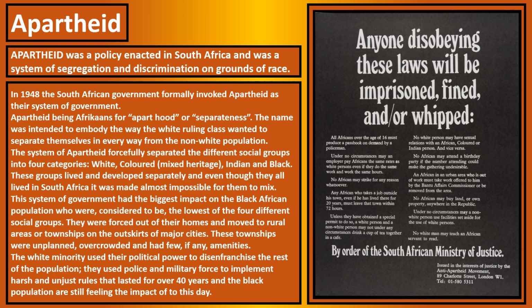They lacked pretty much every facet, every element of what we consider to be a proper city, a proper town. And the white minority used their political power to disenfranchise the rest of the population. And that word disenfranchise means basically take away the rights, take away any way of improving their situation, and basically forcing them into this cycle of poverty and violence, which was endemic and ongoing. They used the police and military to implement harsh and unjust rules that lasted for over 40 years, and the black population are still feeling the impact of apartheid rule to this day.